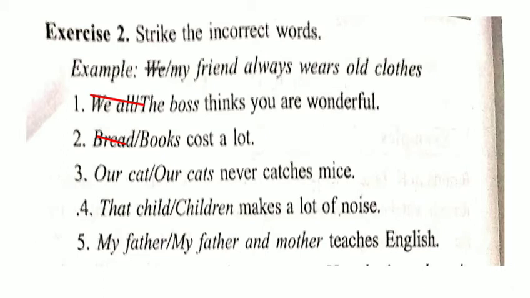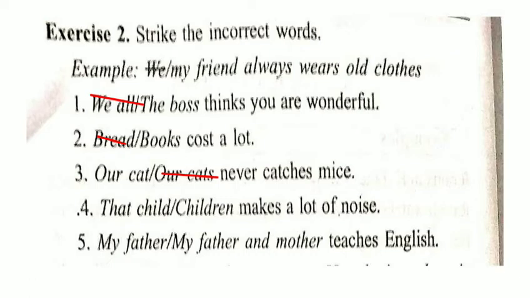Third sentence: our cat bar our cats never catches mice. See the verb catches here. That means does plus catch becomes catches. Does is added along with V1 catch when the subject is third person singular. So our cat never catches mice in the sentence. Our cats is incorrect, so we have to strike off our cats. The correct sentence is our cat never catches mice.